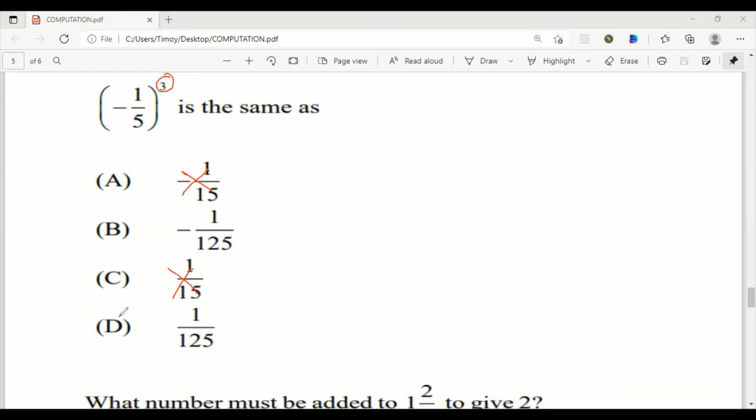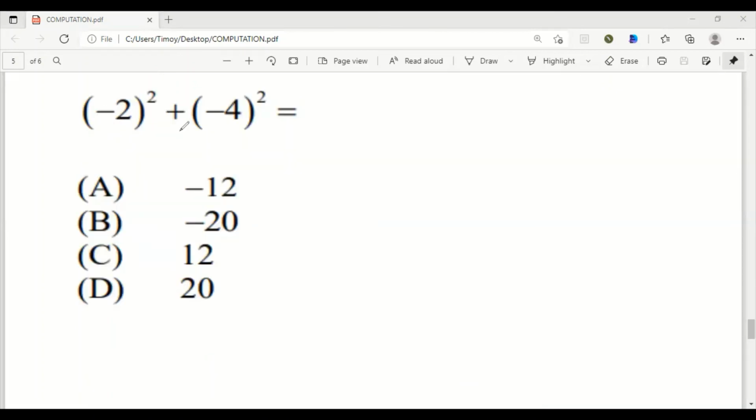But which one is the correct one? Because it's an odd number of power, it means that when you're multiplying a negative number that is raised to an odd number of power, then the result should be negative. So therefore, it's going to be B and not D. All right.